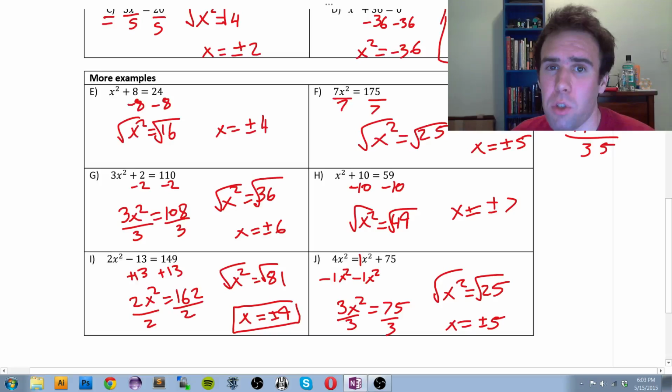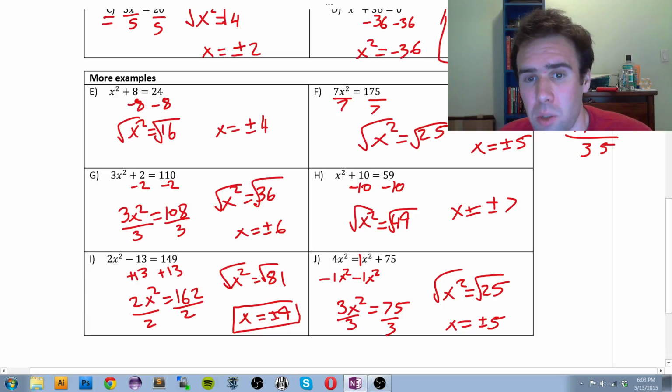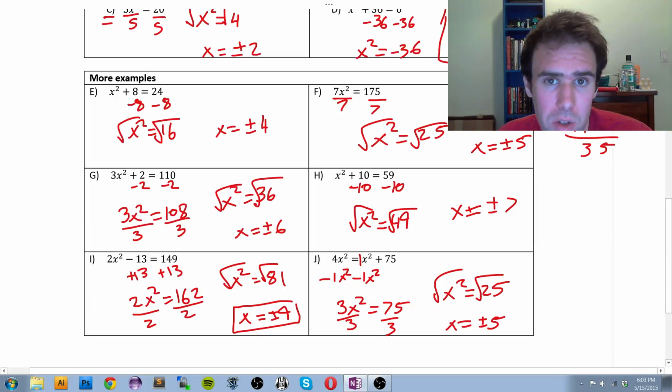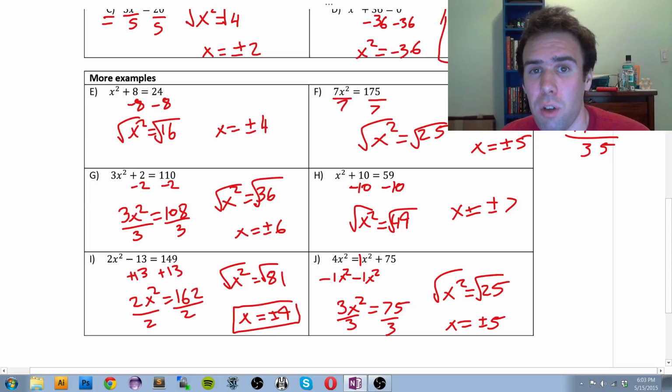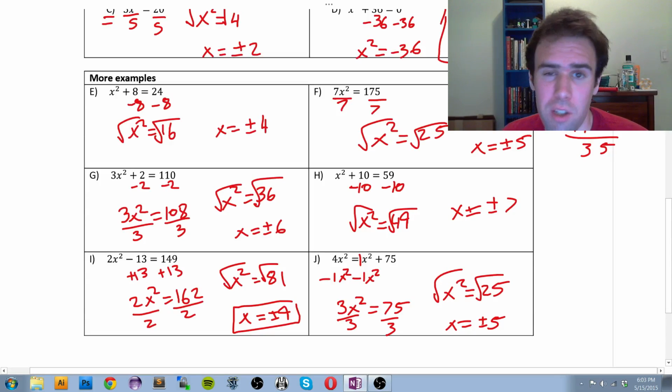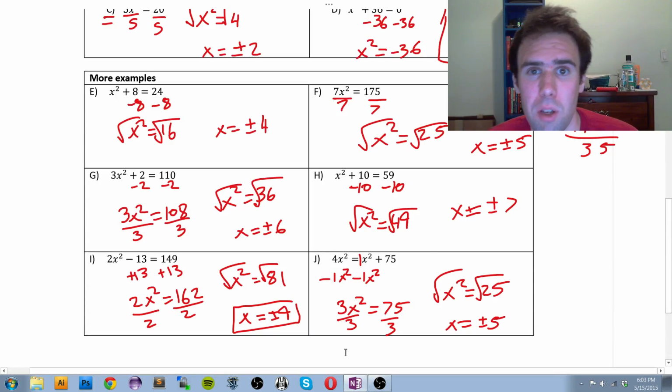I'd like to point out that these were our basic solving problems where we were utilizing only the power of the square root to eliminate the squared and arrive at our possible answers for x. It is possible to get a double answer, so the same answer twice, and it is also possible to have no solution. So look out for those in the next few videos that I'm going to upload in just a minute.